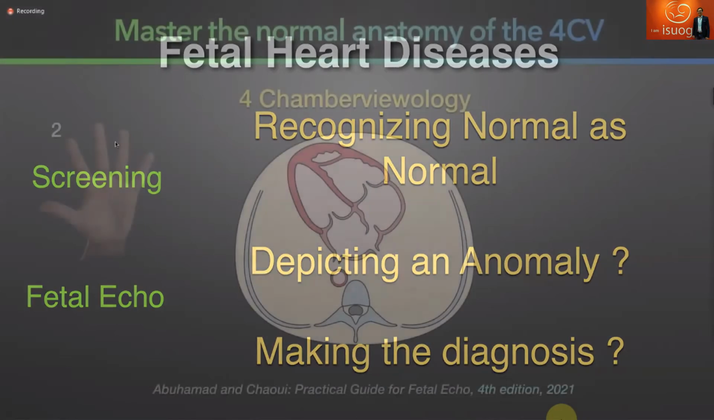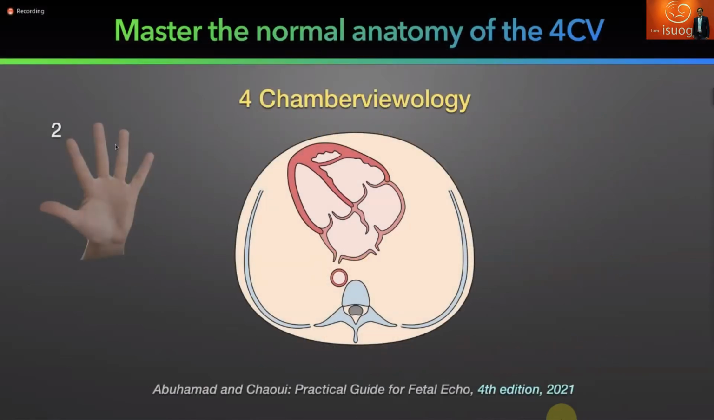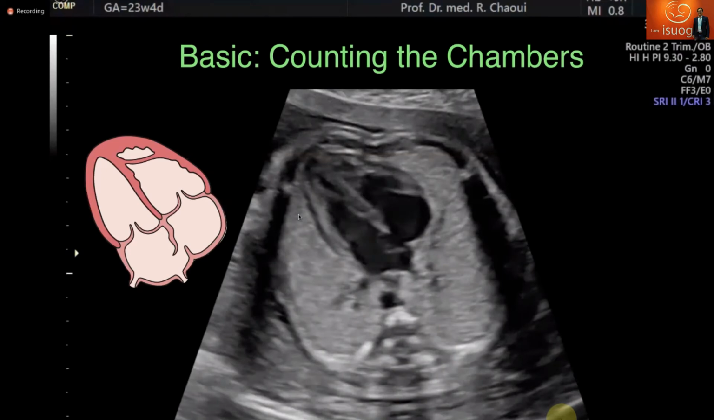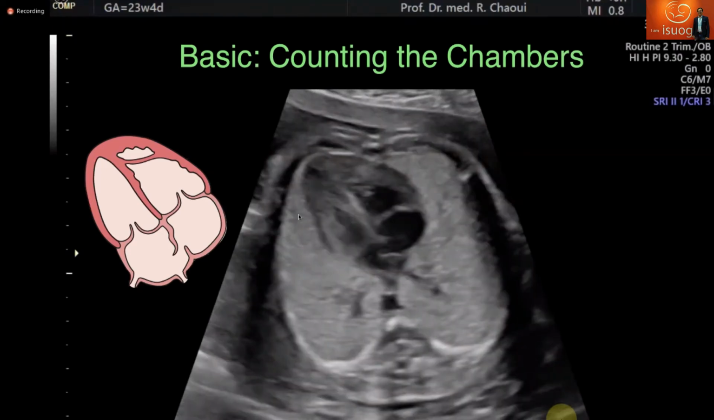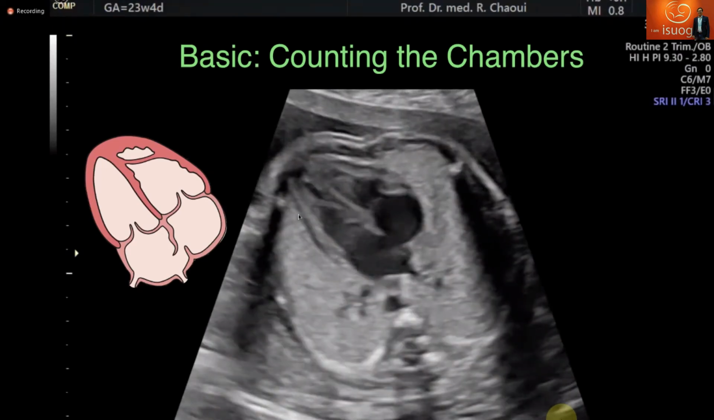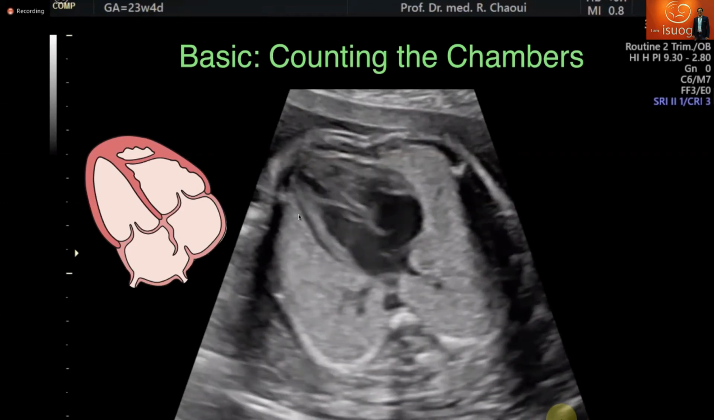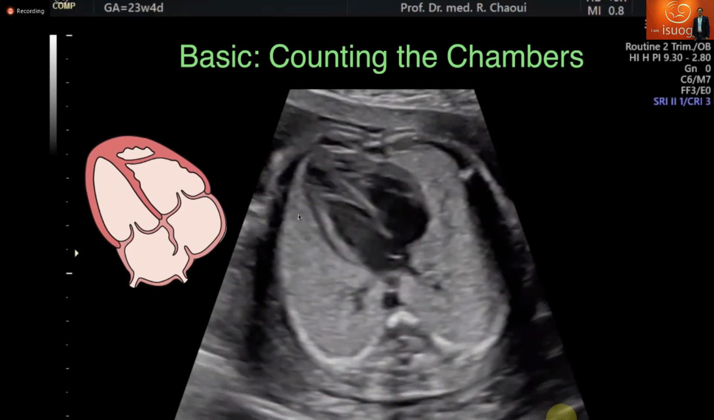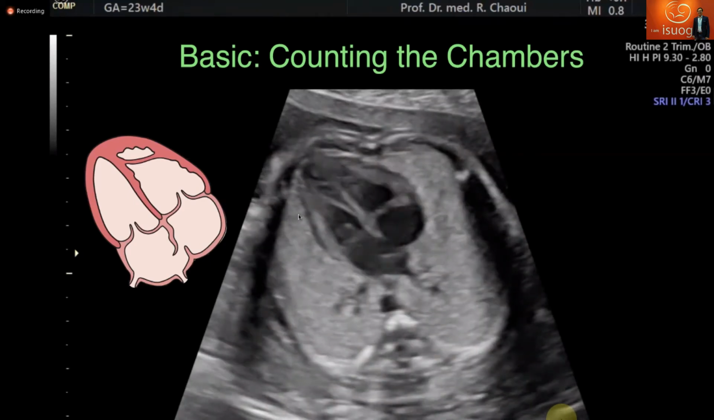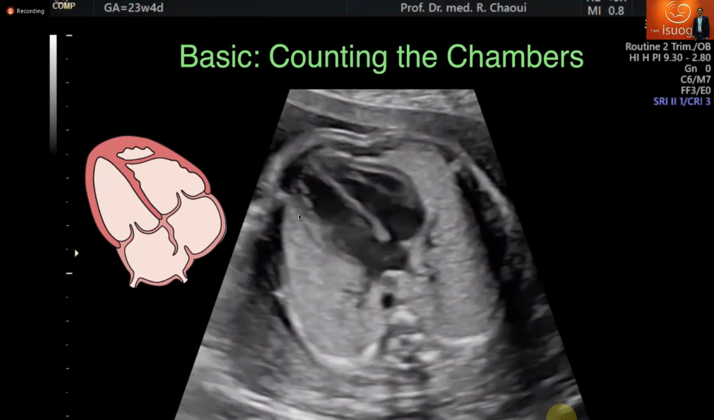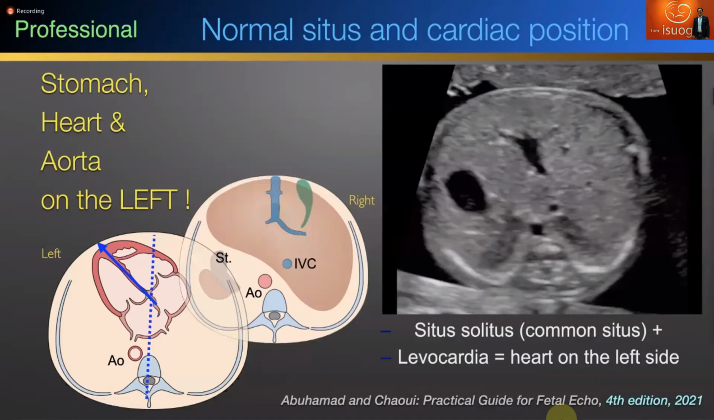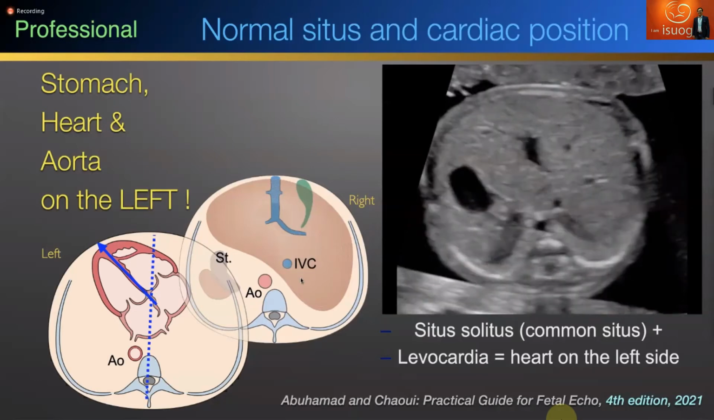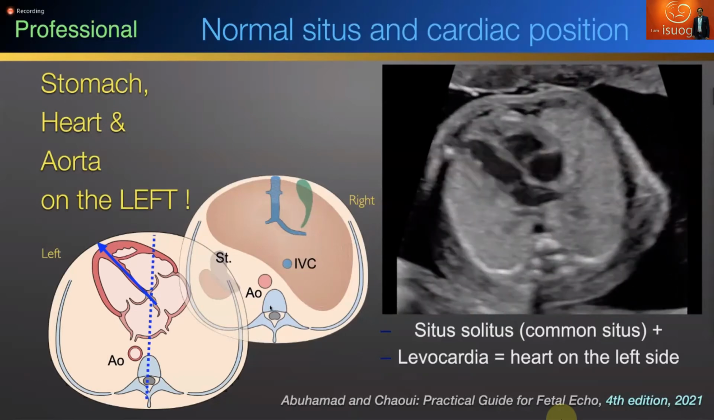So what I will discuss now with you is the 4-chamber viewology, which is the science of the 4-chamber view in this next half an hour or 40 minutes. So now you see here, this is the basic level of ultrasound is when people are counting the chambers. So they say 1, 2, 3, 4. I see the 4-chamber view, and they should move from the upper abdomen toward the heart to see that the heart is on the left side.